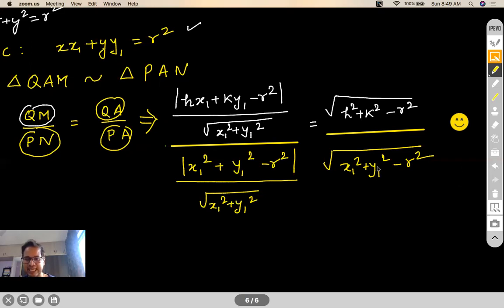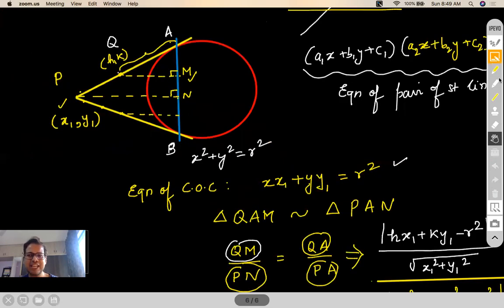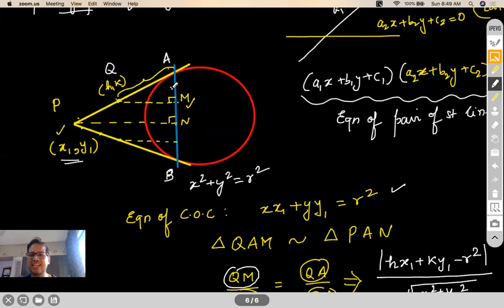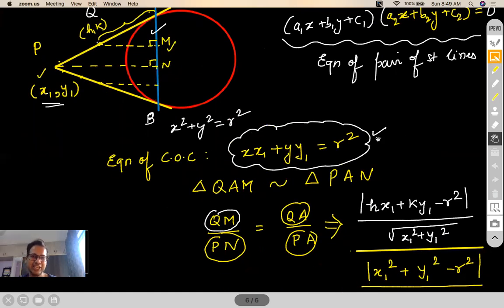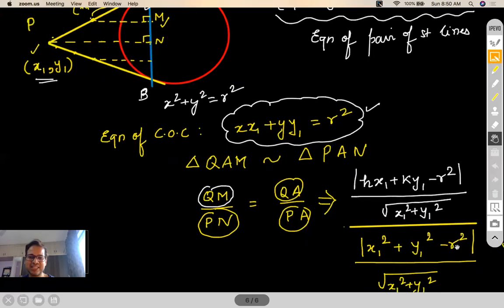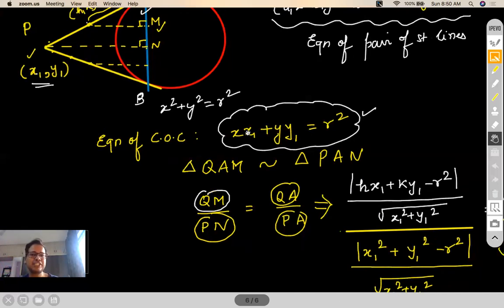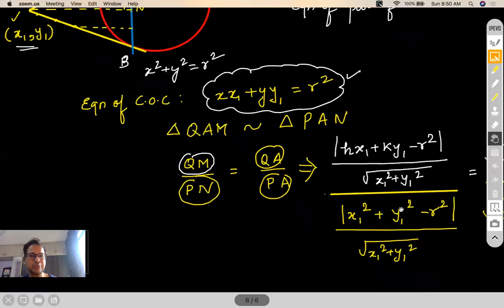Could you explain the PN length? See, you don't have to rely on me to find the PN length. If you know an equation of a line, how do you find the length of a perpendicular drawn from a point to a line? The same formula. This is your line and this is your point X1, Y1. If I ask you to give me the length of the perpendicular from that point onto this line, you are going to replace that point in place of X and Y, isn't it? So it becomes X1 square plus Y1 square minus R square, I'm writing it in the general form of a line, modulus of that divided by square root of the sum of squares of the coefficients of X and Y. That is what I wrote down in the denominator here in yellow. Make sense?